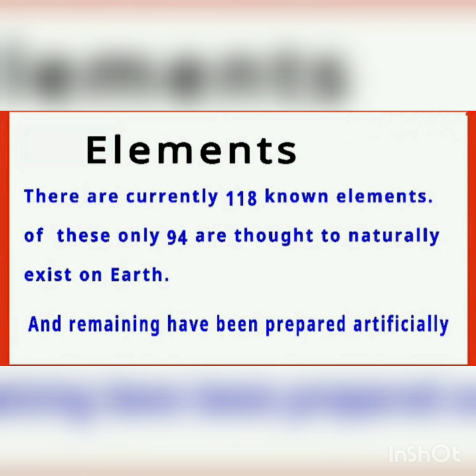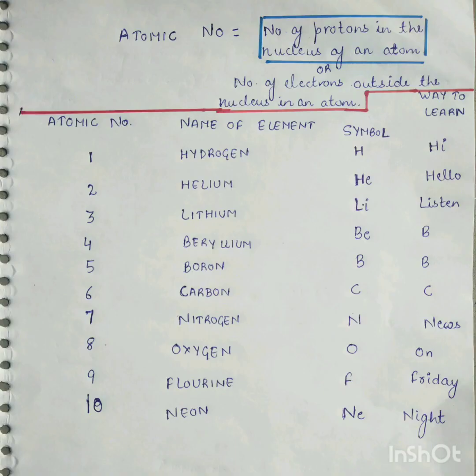You know that there are about 118 elements discovered till now. Out of these, 94 occur naturally in nature and the remaining are prepared by scientists in laboratories. Today, let's try to memorize the first 20 elements with their atomic numbers. Atomic number is the number of protons present inside the nucleus of an atom.